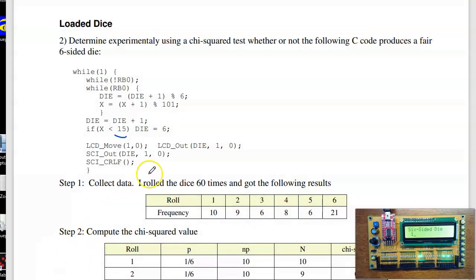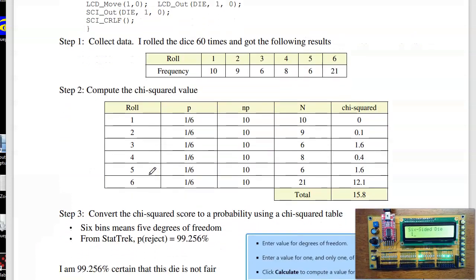Well, again, that's a chi-square test. To determine whether this is a fair die or not, repeat. Collect a whole bunch of data, and I roll the dice 60 times, and here's how many 1s, 2s, and so on I got. Again, notice I'm getting too many 6s.